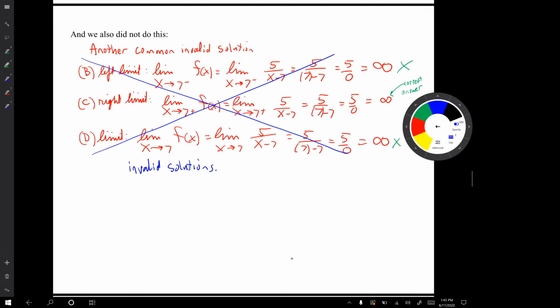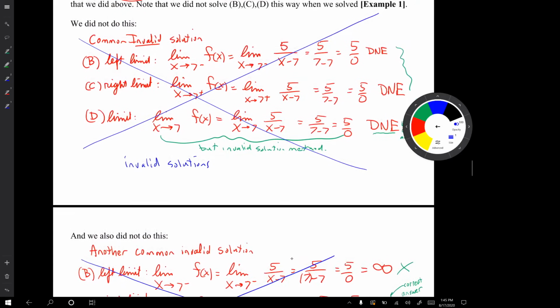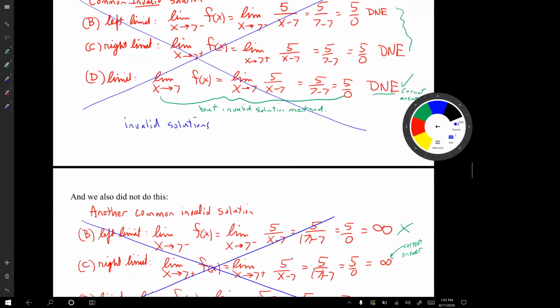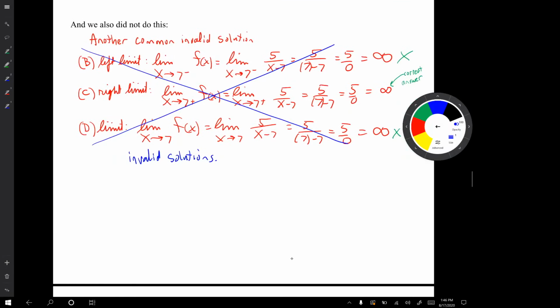The general thing wrong with these invalid solutions is that they both involved plugging in a single number. And the thing is, the limit involves a trend. So you have to consider the trend in the y values in order to figure out what the limit is.